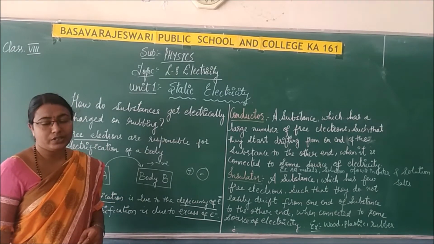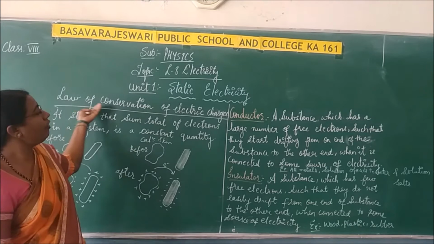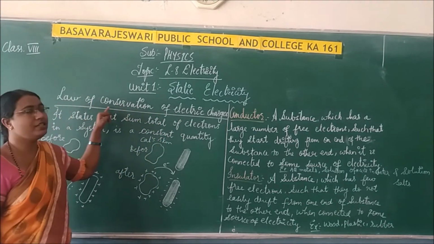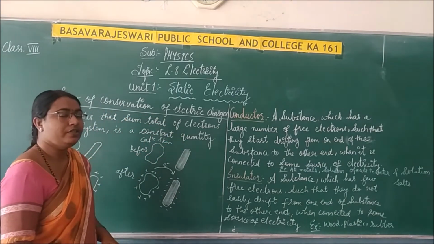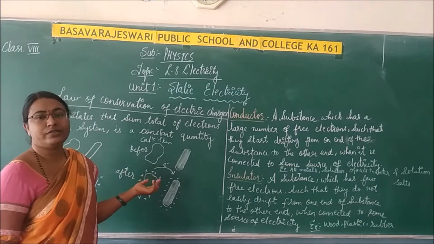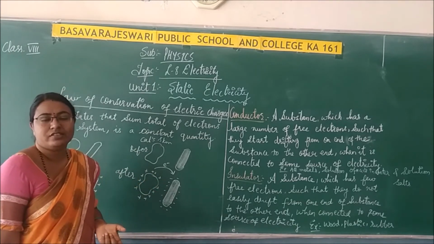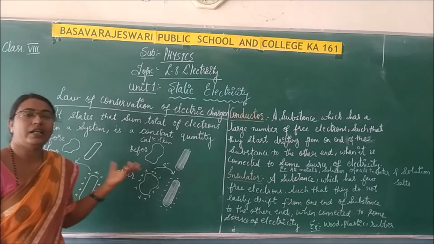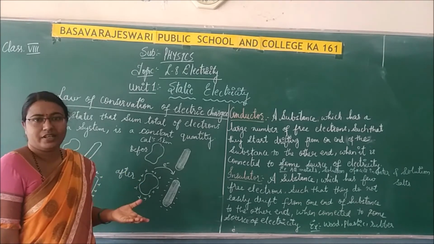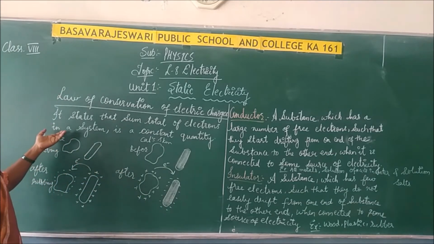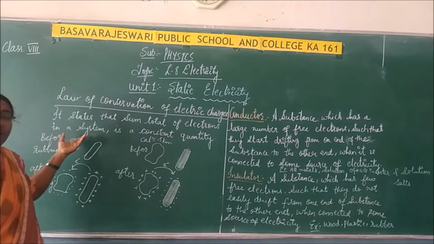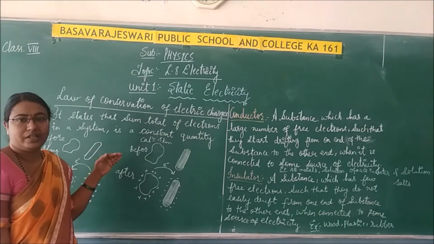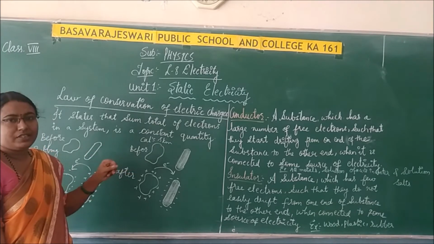Okay, let us move to the next topic, the law of conservation of electric charges. So this law states, you know the law of conservation of energy. So what does it state? It states the total energy of a system remains constant, right? The law of conservation of energy states that energy can neither be created nor be destroyed. The total energy of the system remains a constant.